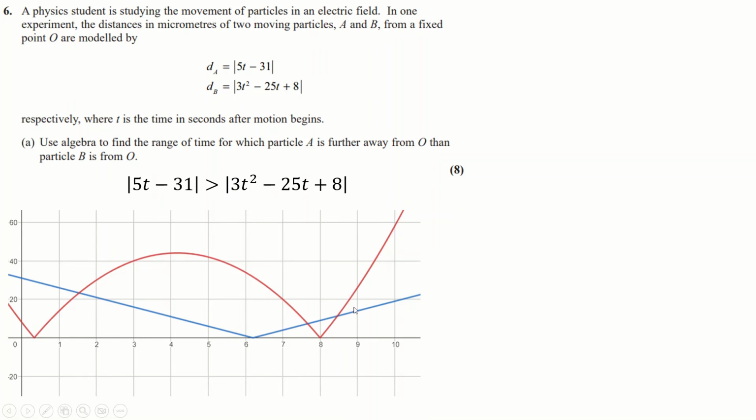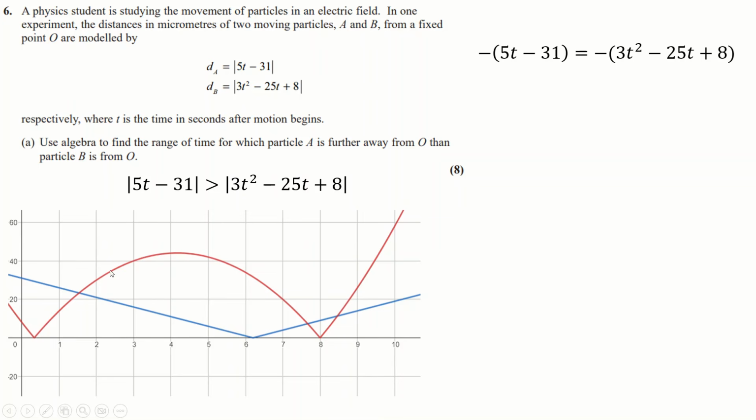Well, the easiest way is just to ignore the mods, essentially, and just look at the graph and say, okay, well, what is the equation of this line here? Well, what mod functions do is, if the graph is ever negative, it just times that whole thing by -1 to make it positive. So this line here is just the line with equation minus brackets 5t minus 31. That's the equation of this line.